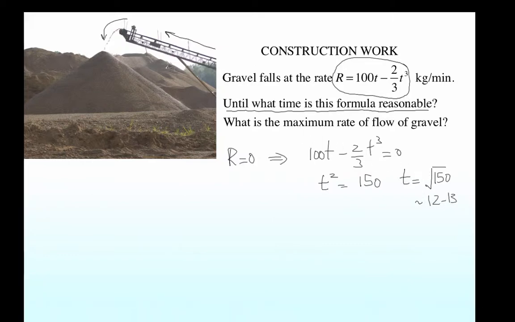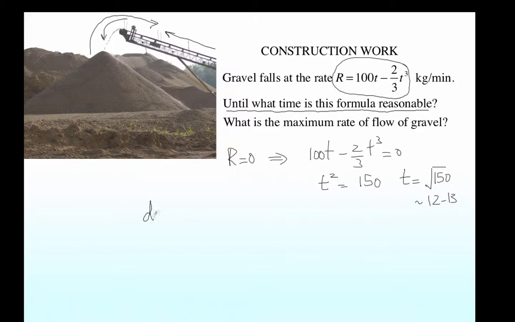Now, why is it unreasonable? Obviously, once the rate becomes negative, you're certainly never going to have sand going the other way. You're never going to have sand going from the pile back into this machine. Now let's come to the second part of this question. What is the maximum rate of flow of gravel?